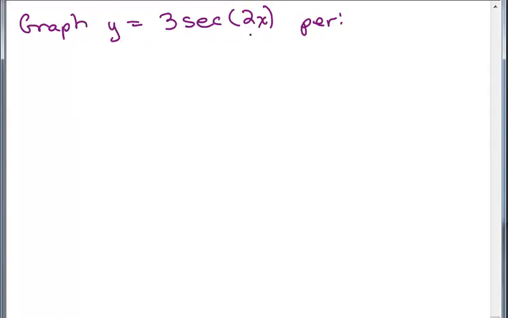Now remember, this will be the same period as it is for the cosine of 2x. So the period will be 2 pi divided by b. And note b is 2. So 2 pi divided by 2 is simply pi. So the period of this function is going to be pi.